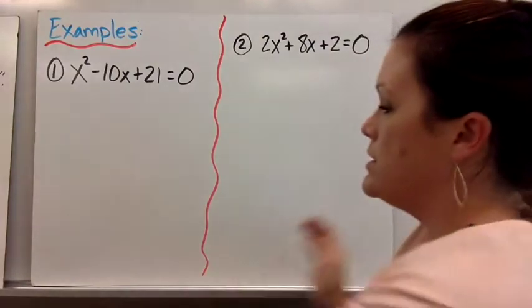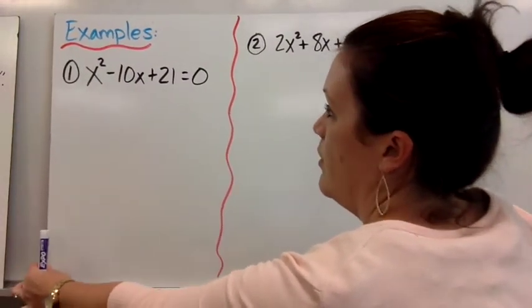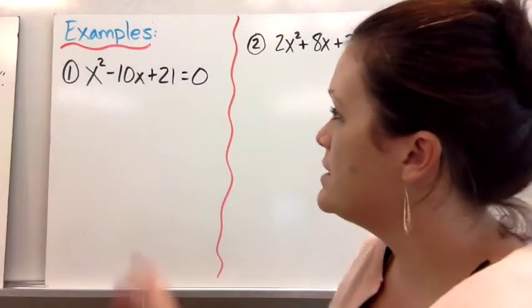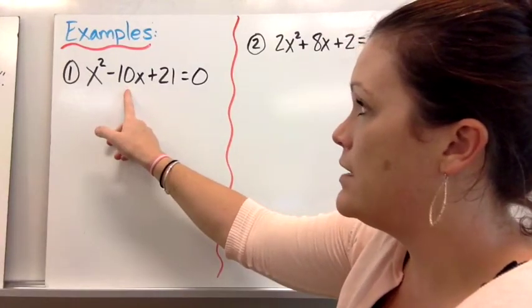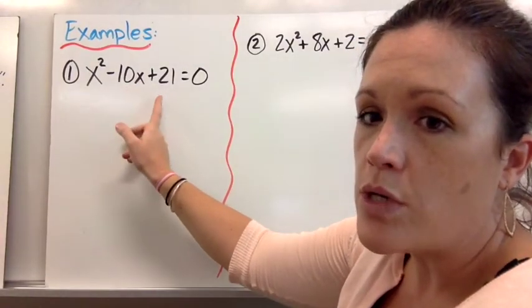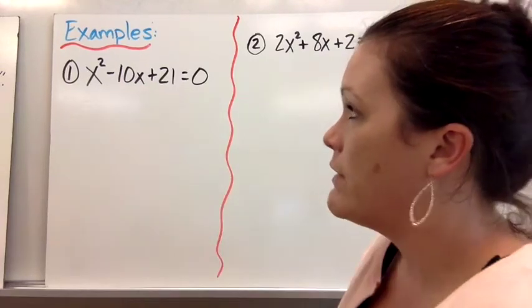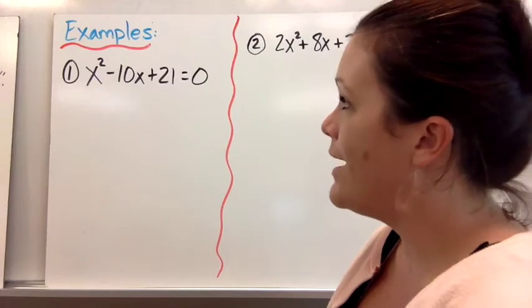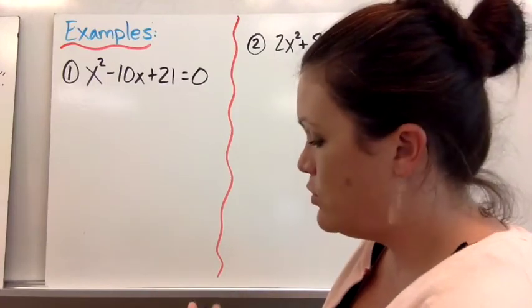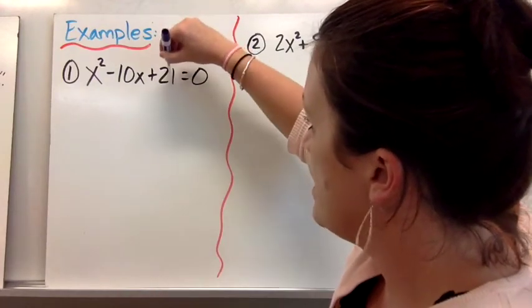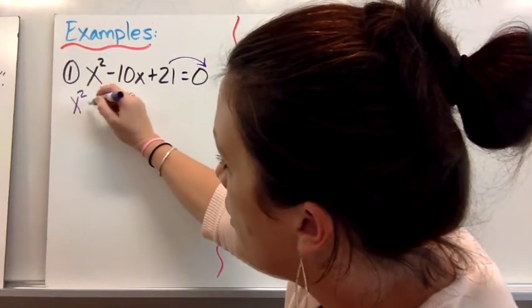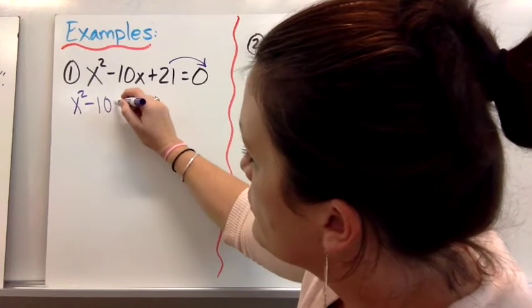Example 1 says x squared minus 10x plus 21 equals 0. We check to see, is half of negative 10 squared equal to 21? Half of negative 10 is negative 5, and negative 5 squared is 25, which is not 21. So let's move c to the other side, and we're going to leave room for what would be a perfect square trinomial.